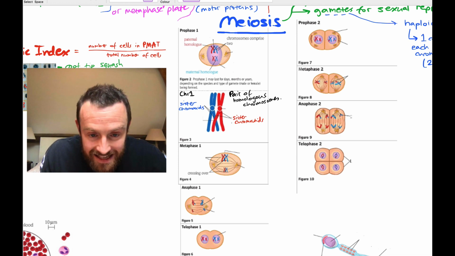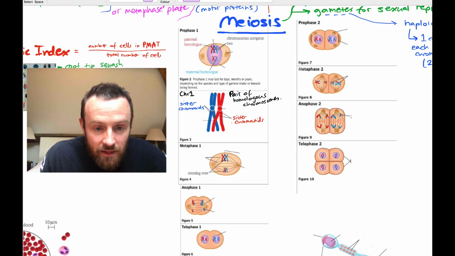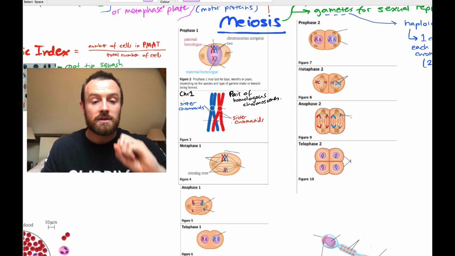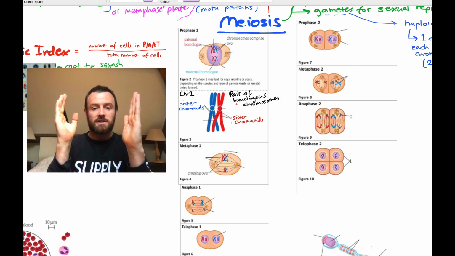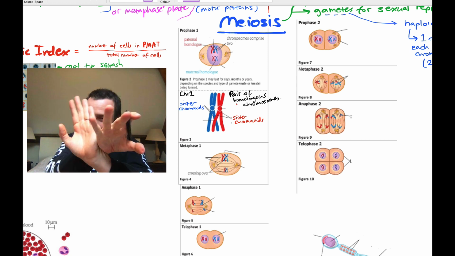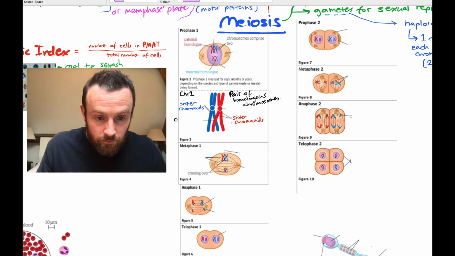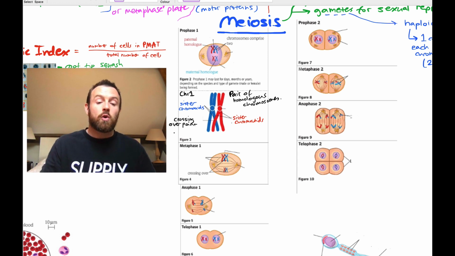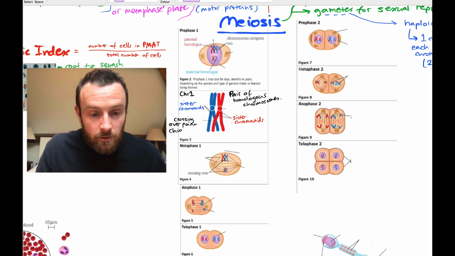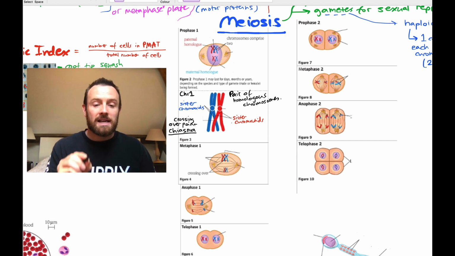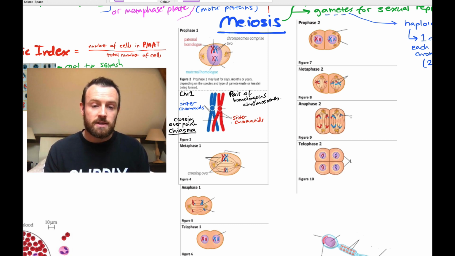Now, if we were to look at this red chromatid here, and then this blue chromatid here, they would be non-sister chromatids. And what happens is these non-sister chromatids actually wrap around each other and cross over. This is a crossing over point, and it can also be called a chiasma. It's a new word. That's the singular, chiasma. The plural is chiasmata.